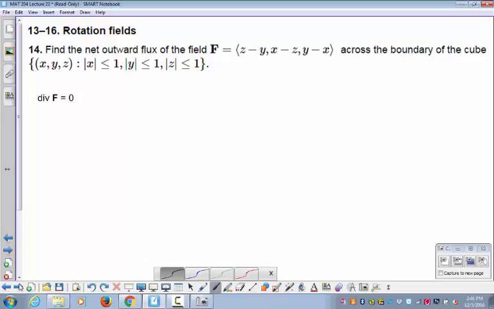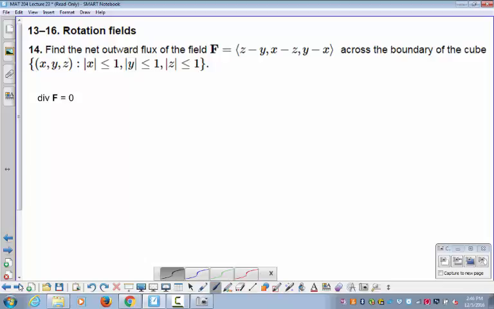Okay, so let's find the outward flux of this vector field across the boundary of this cube. Again, this is going to be a heck of a lot easier if we use the divergence theorem, especially when the divergence is zero.